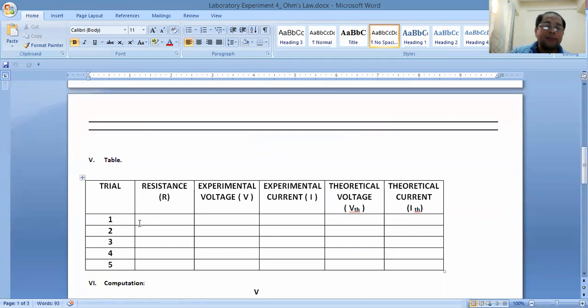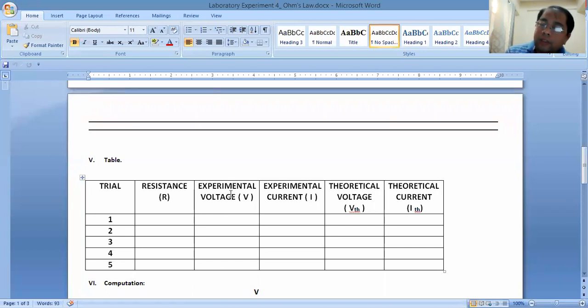Now, here are the columns of values that we'll be gathering, and the number of trials that we will have. We will have 5 values of resistances. And perhaps the way we will arrange our resistances is in an increasing manner, from the smallest to the highest resistance. You will be the one who will assign the values of the resistance based on the simulator that we will be having.